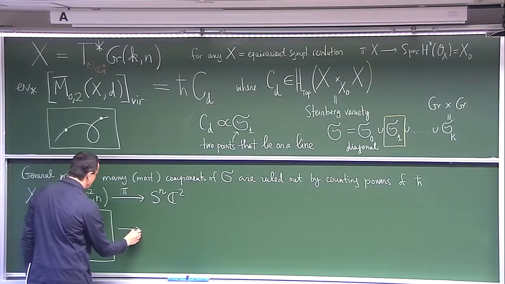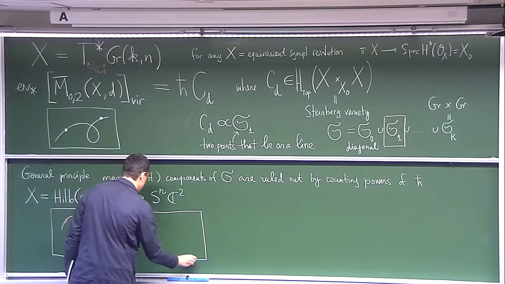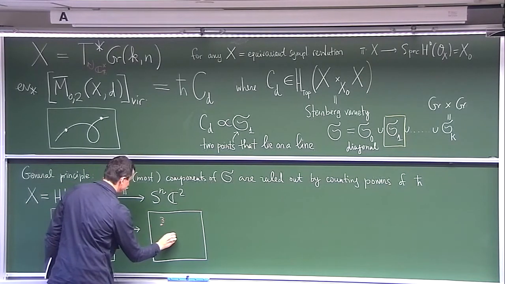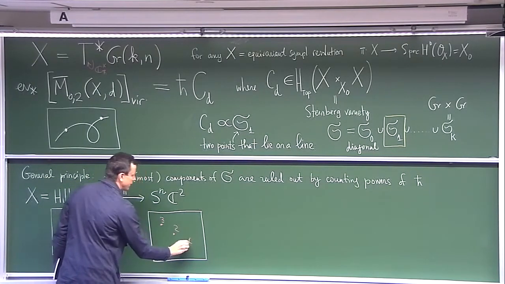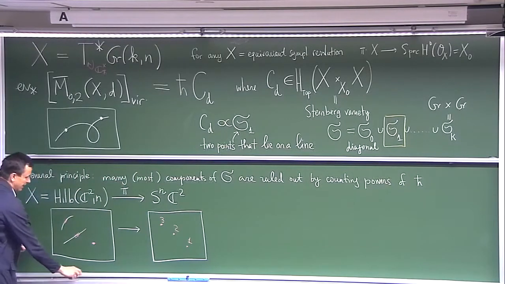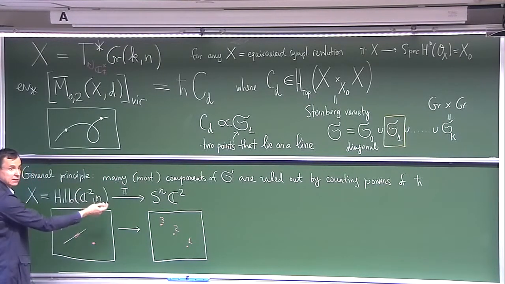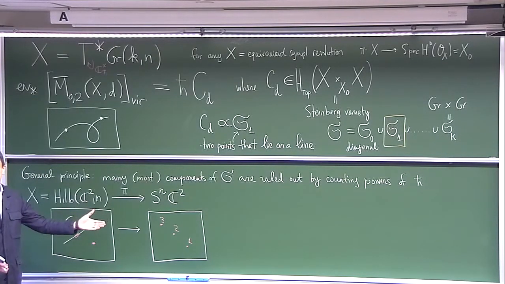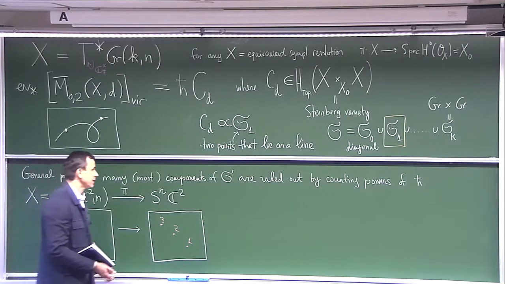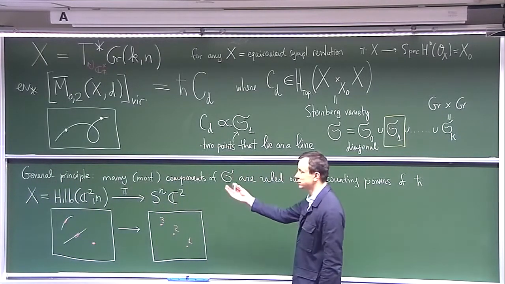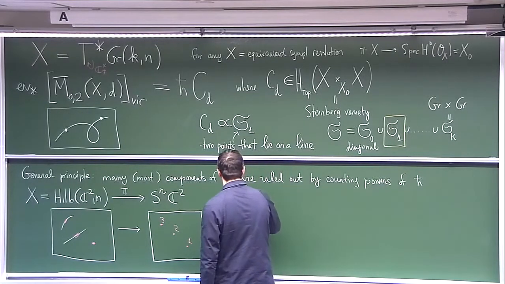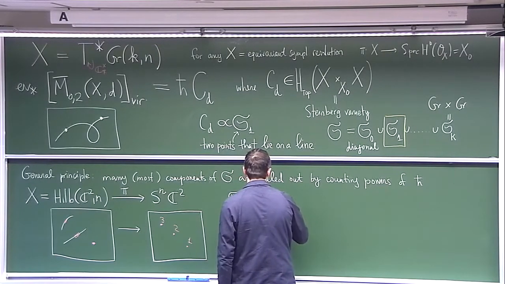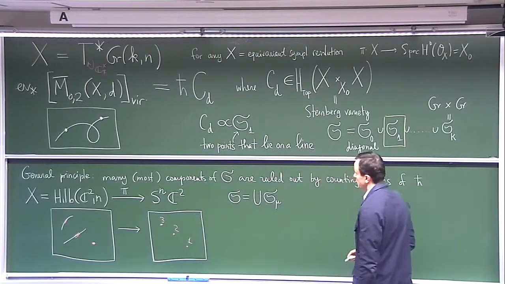And then this is going to map to just 3 times this point, 2 times this point, and 1 times this point. So this map takes the scheme and remembers only the corresponding zero-dimensional support. And so then the components of the Steinberg variety are indexed by partitions of n. So my Steinberg variety will be a union over partitions of n. And what is this thing going to look like?